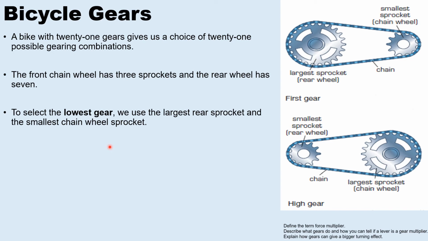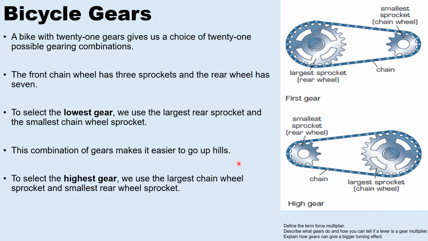So to select the lower gear, we use the larger rear sprocket and the smallest chain wheel sprocket. And this combination of gears makes it easier to go uphill. To select a higher gear, we use the largest chain wheel sprocket and the smallest rear wheel sprocket.